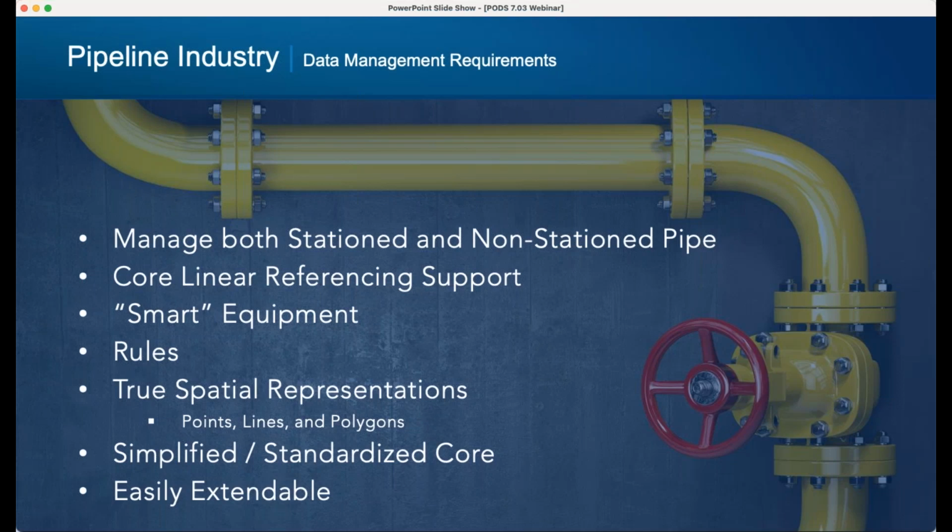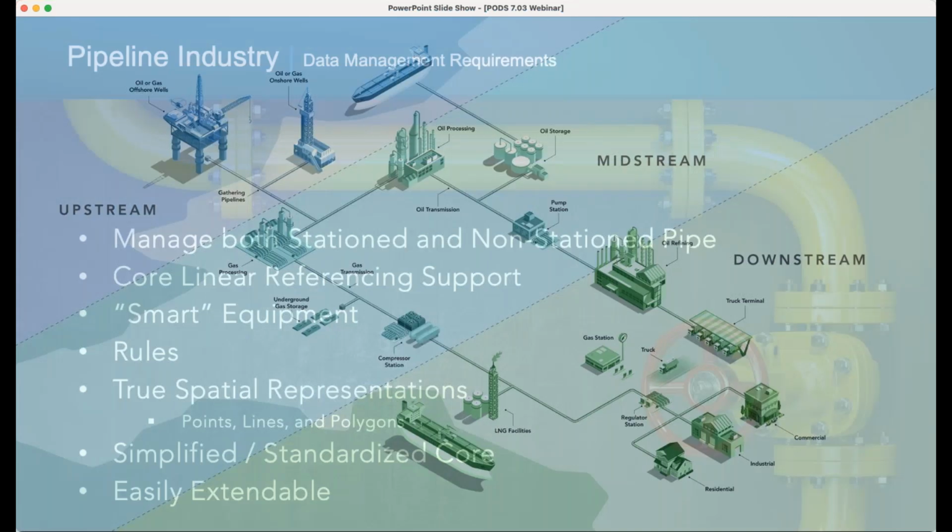They want core linear referencing support in Esri. They want to have more intelligent equipment in the model. They want to have business rules. They want true spatial representations. They want to be able to expand the core as needed as regulatory changes or business changes. And they want to be able to do that extension themselves. So those are some of our guiding principles as we design some of these tools.